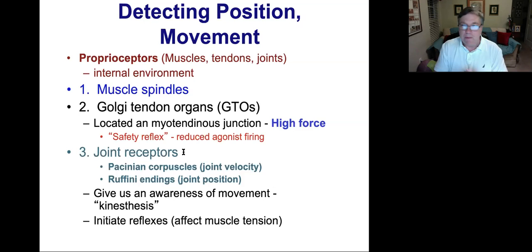There's something called reciprocal inhibition that relaxes the antagonist muscles. Golgi tendon organs produce a safety reflex that's going to help to reduce the amount of force that a muscle is producing to protect joints and bones. Joint receptors give us an idea. Pacinian corpuscles tell us about movement, and Ruffini endings tell us about position.